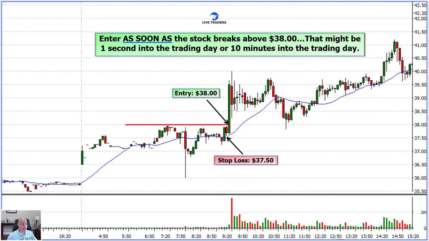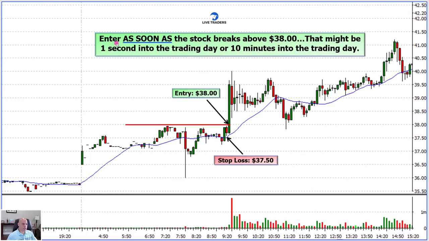Now, same idea, but slightly different. Right now we have a stock that's struggling to break 38 bucks, right? Pivot here, kind of a little red bar here, pivot here, and then what do we get? A wide range bar, followed by a narrow range bar, followed by blast off. What is this? This is a 3-bar play on a 5-minute pre-market chart.